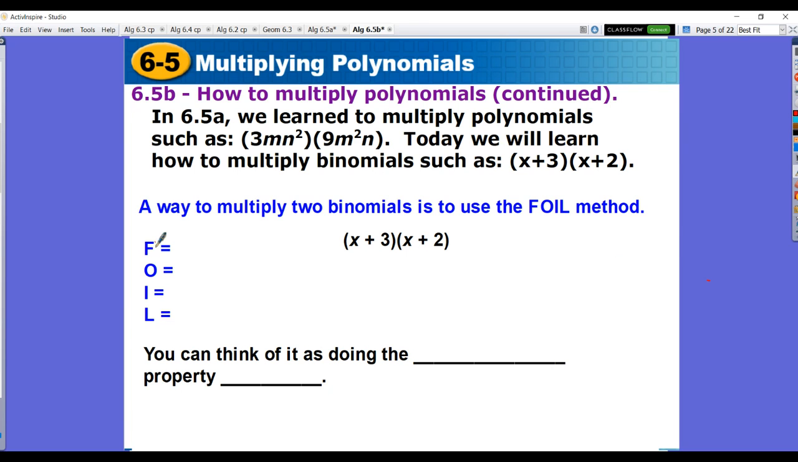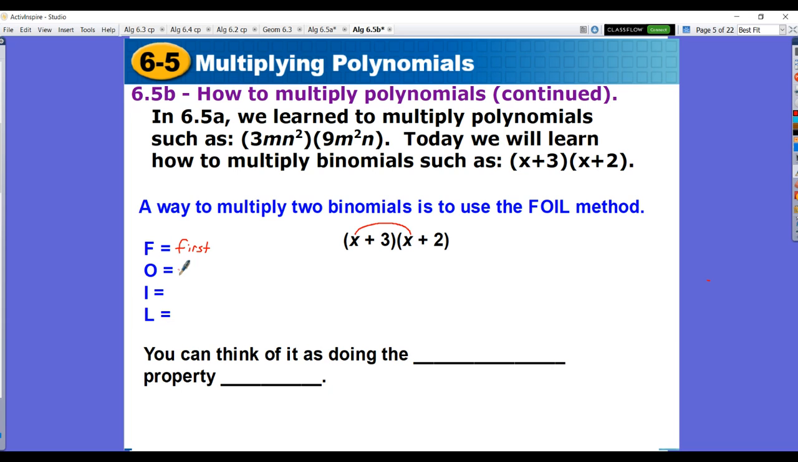The F in FOIL stands for first. What first means is taking a look at these two binomials here. We're going to multiply the first term over here by the first term over here. We can draw our distributing curves to show that we're going to be doing the distributive property, because really that's what we're going to show when we're all done with this. There's our first two terms going to get multiplied.